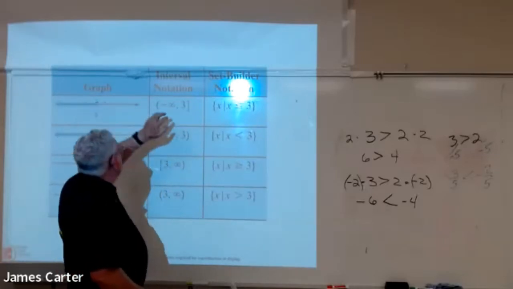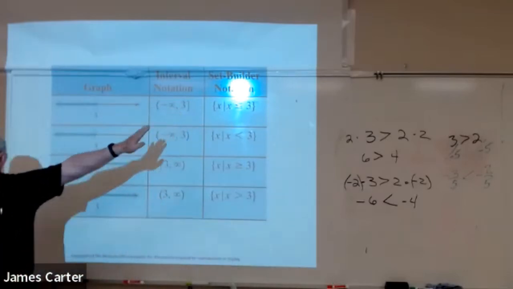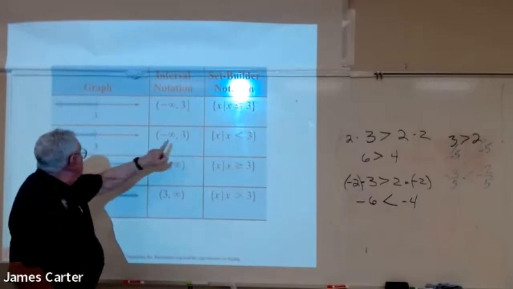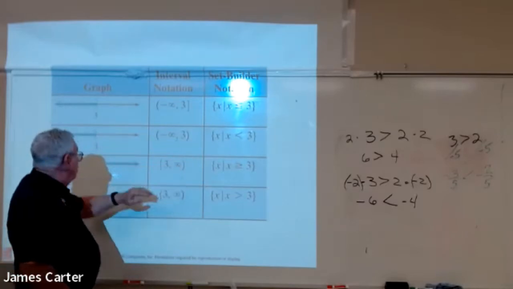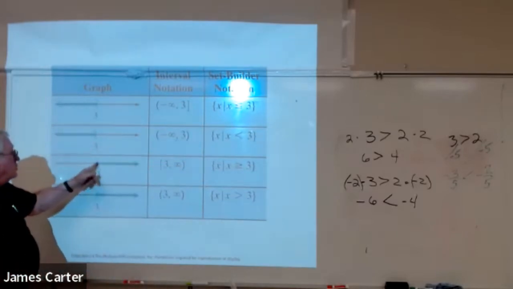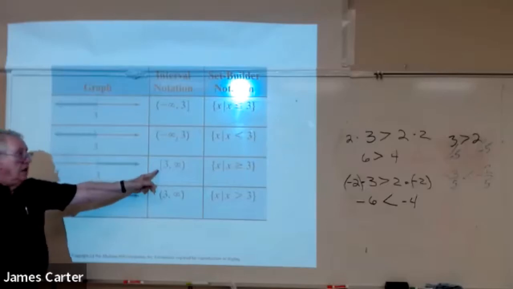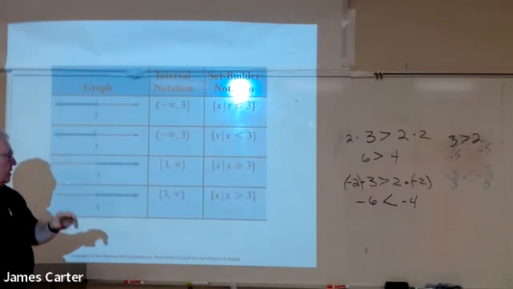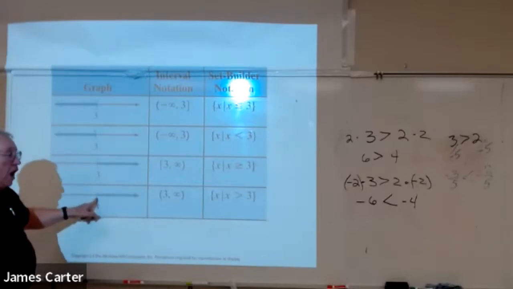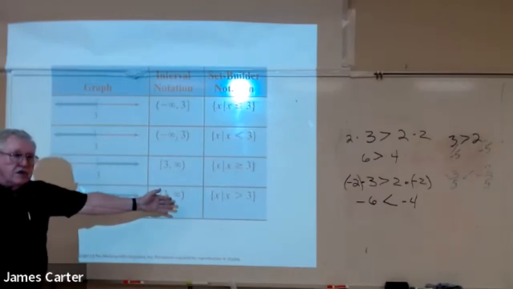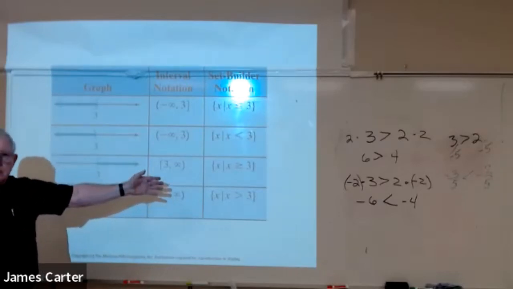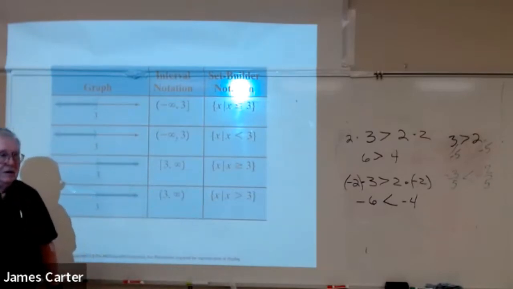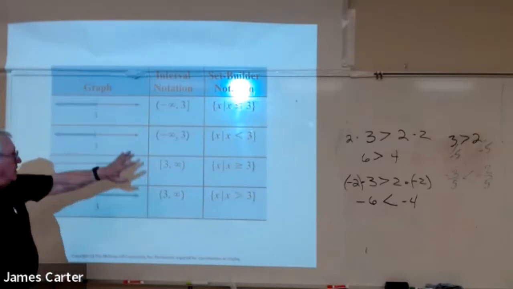You see how the graph looks identical to the interval notation. Here, the only difference is we're not including the 3. Here, going left to right, we start at an inclusive 3 and we go forever, because it never ends. Here, we do not include the 3, but it's everything 3.0000001 and so on, forever. Okay, so that's the concept.